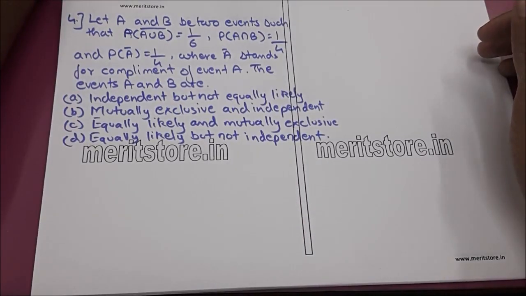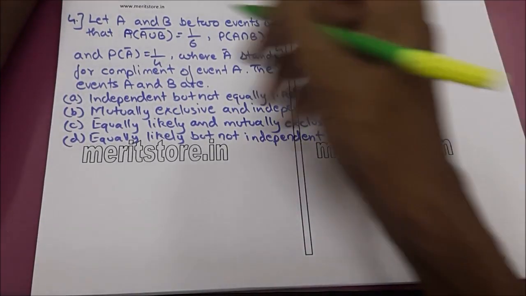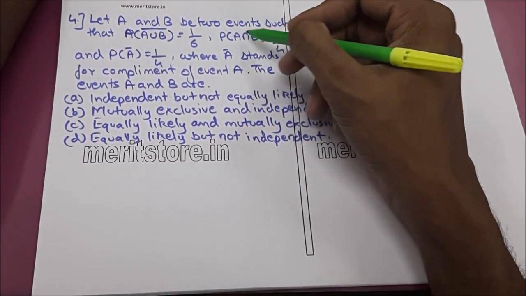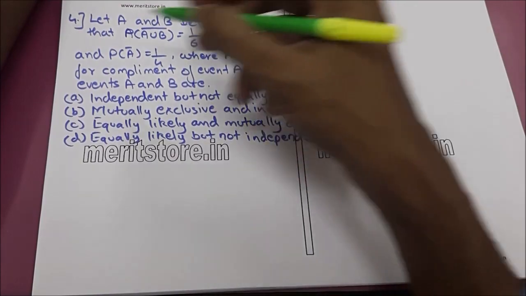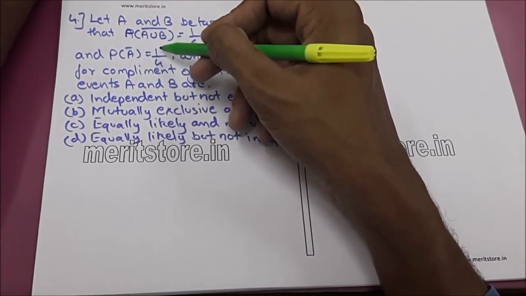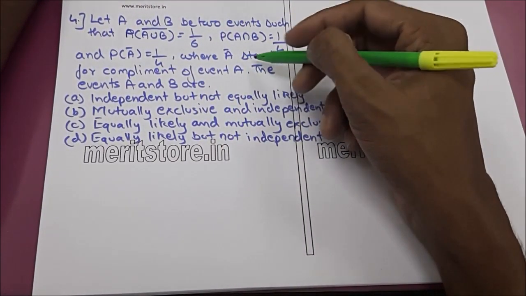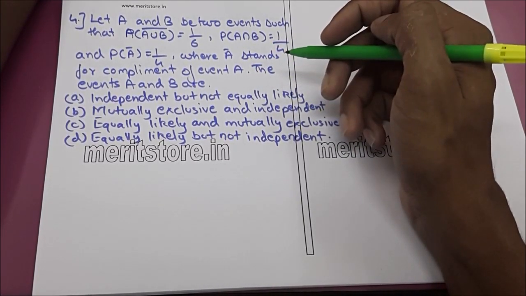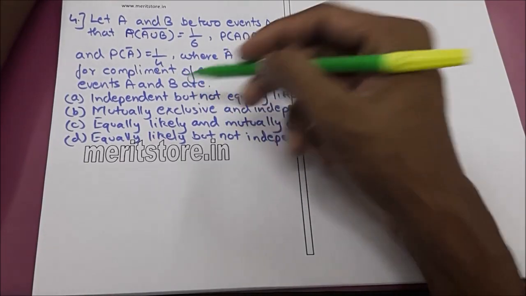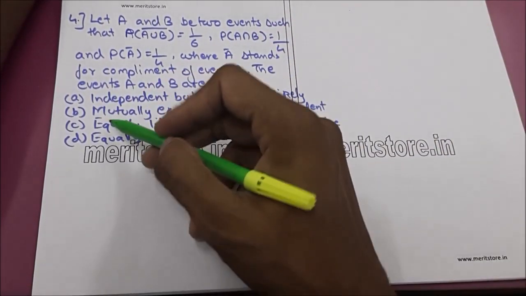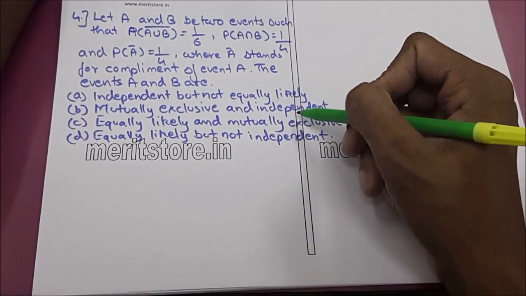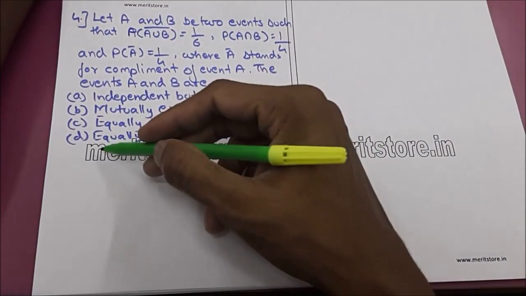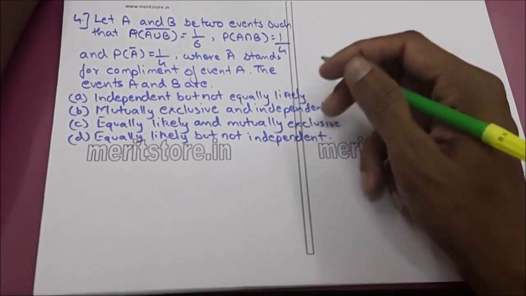Question 4. Let A and B be two events such that probability of A union B bar is equal to 1 by 6, probability of A intersection B is equal to 1 by 4, and probability of A bar is equal to 1 by 4, where A bar stands for complement of event A. The events A and B are, we have four options: A independent but not equally likely, B mutually exclusive and independent, C equally likely and mutually exclusive, D equally likely but not independent.